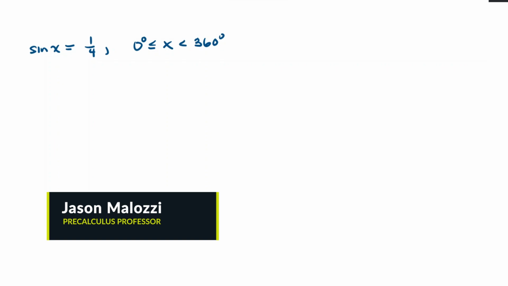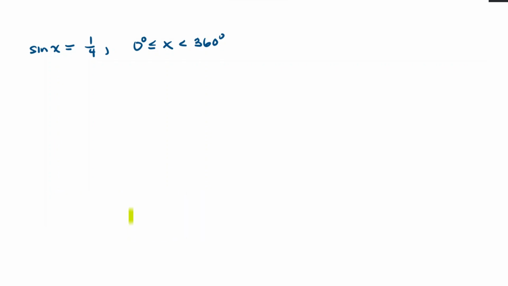What we're going to do in this video is solve the equation sine of x equals 1/4, where x is between 0 and 360 degrees, not including 360 degrees. So in other words, one full rotation of the unit circle starting at 0 degrees.